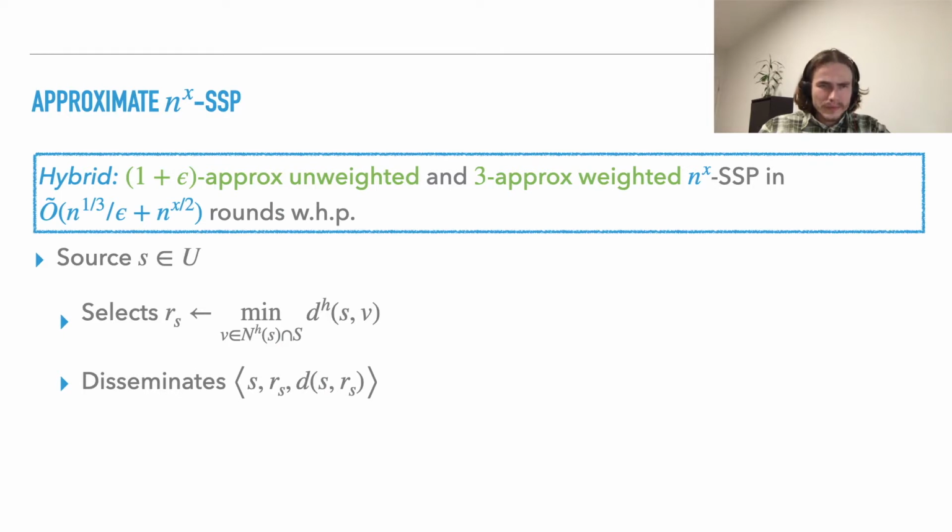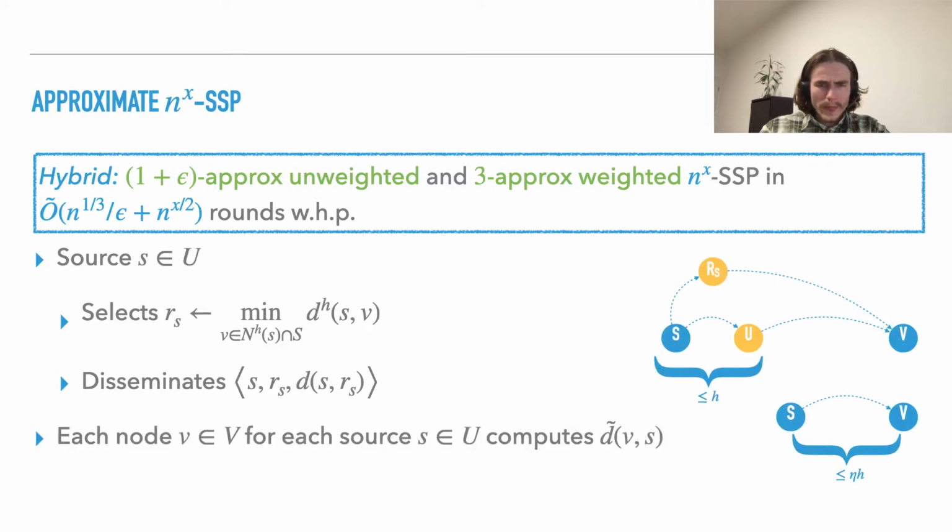And finally, each node approximates the distance to the source by taking a look at its n to the one third hop neighborhood or traveling via the representative node. The token dissemination step here takes n to the x divided by 2 rounds. Other steps require n to the one third rounds. Hence, we obtain our claimed round complexity, and this round complexity is tight up to a logarithmic factor for more than n to the two thirds nodes.